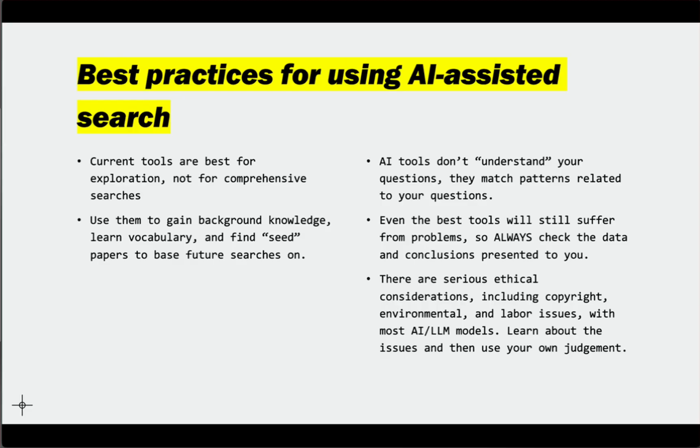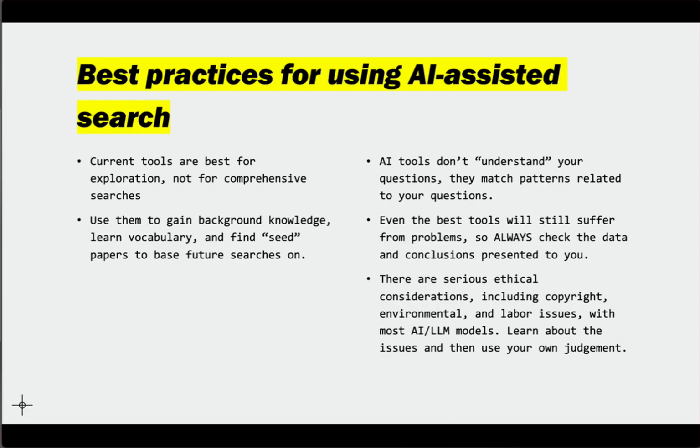I think that the current search tools out there are best used for exploration, they shouldn't be your only search. I like to use them in conjunction with traditional library searching. And I find that they're really useful for getting some background knowledge or kind of getting started. You can use them to find what are called seed papers that you can base future searches on.